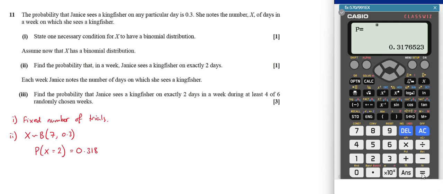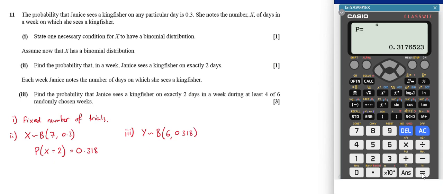Each week, Janice notes the number of days on which she sees a kingfisher. Find the probability that she sees a kingfisher on exactly 2 days in a week during at least 4 of 6 randomly chosen weeks. So we're going to use the results we've just had to come up with a new binomial distribution. We're going to call this distribution y because we've already used x. It's still binomial, and we're going to do this 6 times because she's doing 6 weeks. And our success here is getting a kingfisher on exactly 2 days of the week. So our probability is 0.318.